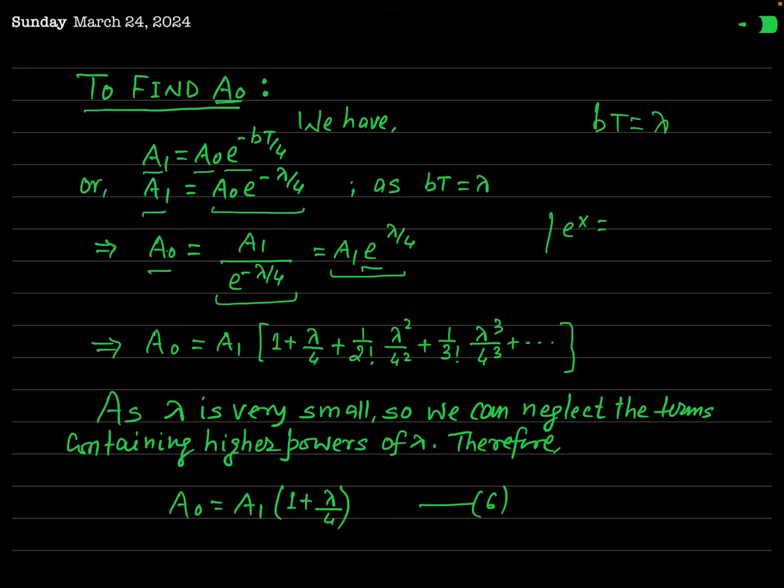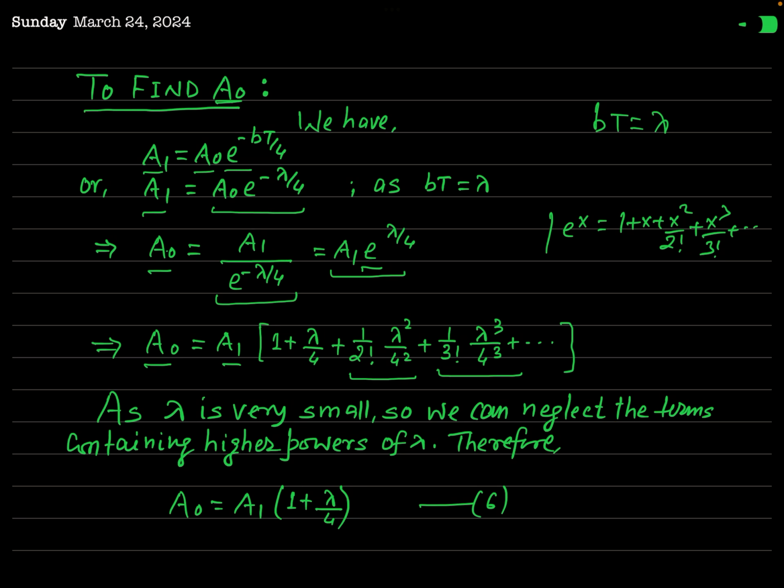As you know, e to the power x is what? This is 1 plus x plus x square over 2 factorial plus x cube over 3 factorial plus so on. Here at the place of x there is lambda by 4, and so you can write a naught equal to a1 times 1 plus lambda by 4 plus 1 over 2 factorial times lambda square by 4 square plus 1 over 3 factorial times lambda cube by 4 cube and so on.